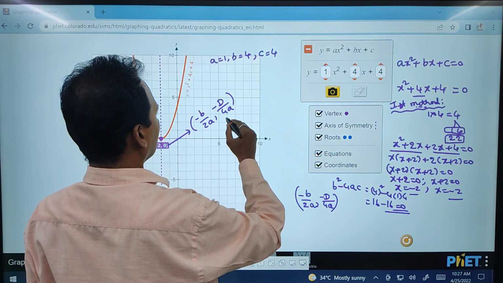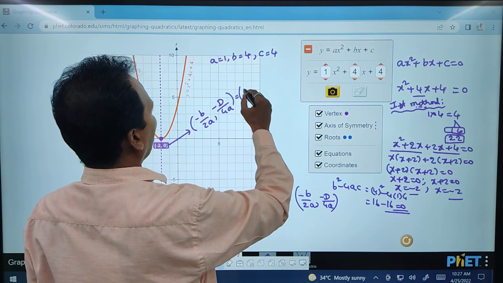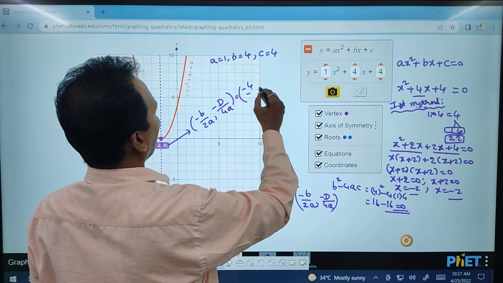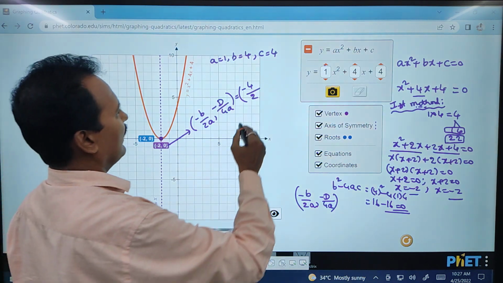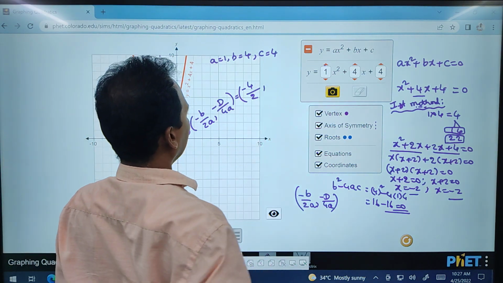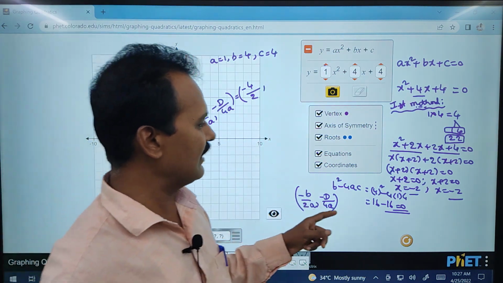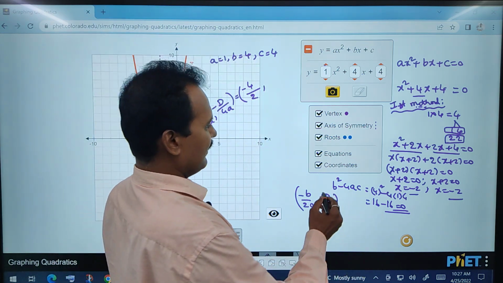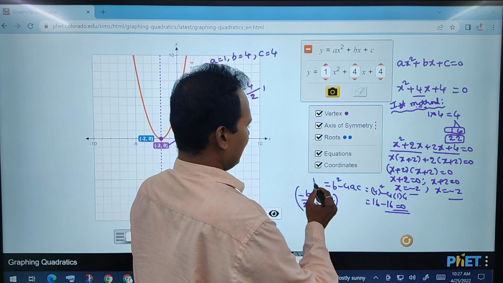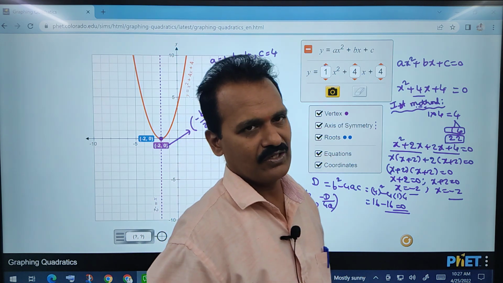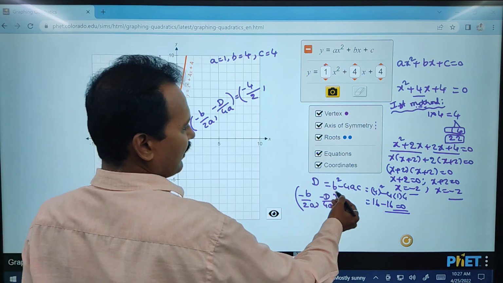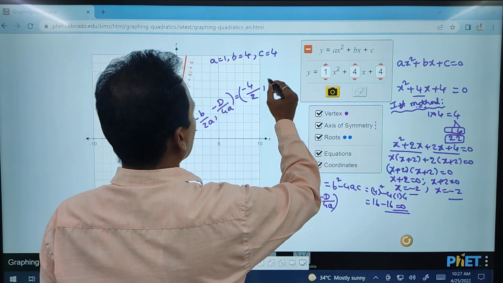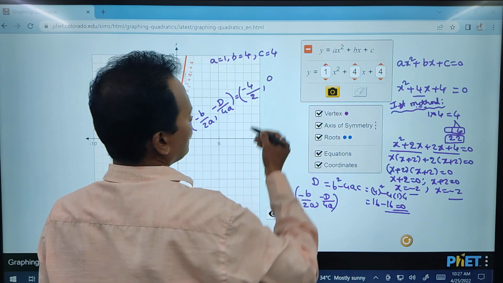So this becomes minus b, which means 4 by 2a, 2 into 1 is 2, and minus d. Here d is nothing but b square minus 4ac. b square minus 4ac is called the discriminant. We can indicate it with d also. So here d value we already got as 0 only, right? So here minus 0 or plus 0.